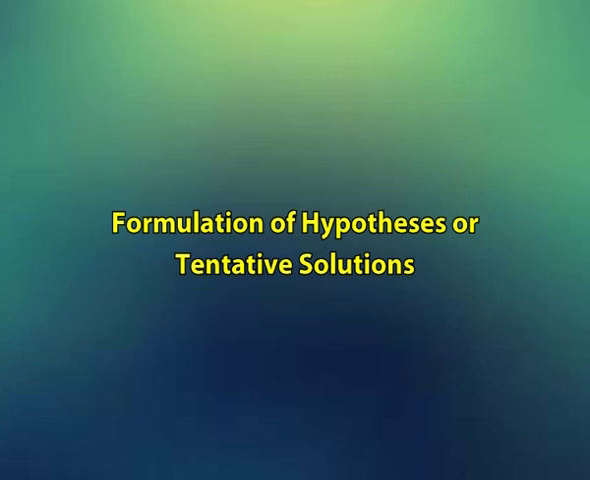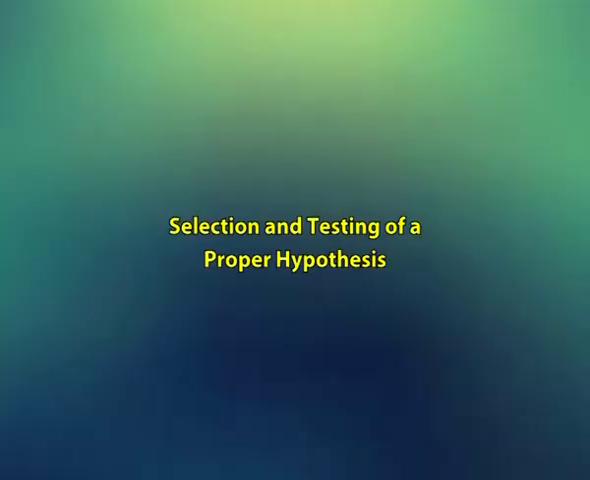Formulation of hypotheses or tentative solutions. This is the fifth step. On the basis of the analyzed data or information relevant to the problem, the students are directed and guided to formulate probable hypotheses, that is, tentative plans for the solution of the problem. The sixth step includes selection and testing of a proper hypothesis. Out of the probable tentative plans for the solution of the problem, the most suitable one is selected.